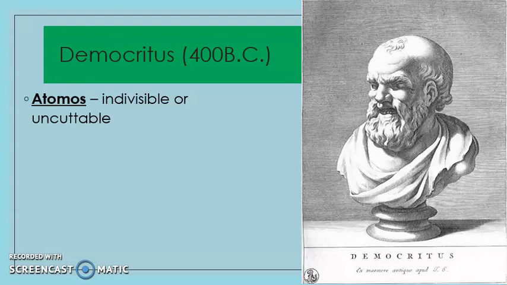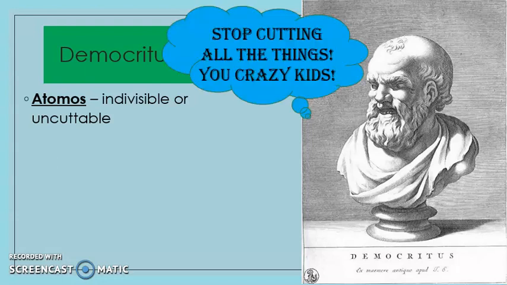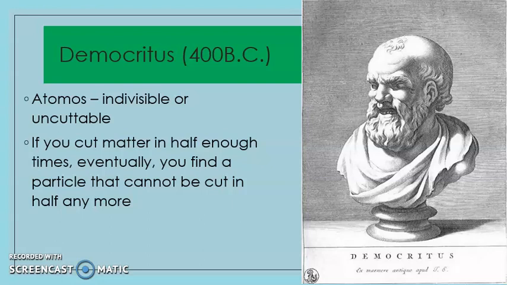There was a philosopher by the name of Democritus, and he came up with this kind of crazy idea of atomos. That's a Greek word that means indivisible or uncuttable. And his idea was essentially this: there must be a particle that, if I take an apple and cut it in half enough times, eventually I'm going to hit a piece of apple that I can no longer cut in half anymore. And that smallest piece is what essentially is making up the apple. And we're just going to call that atomos.